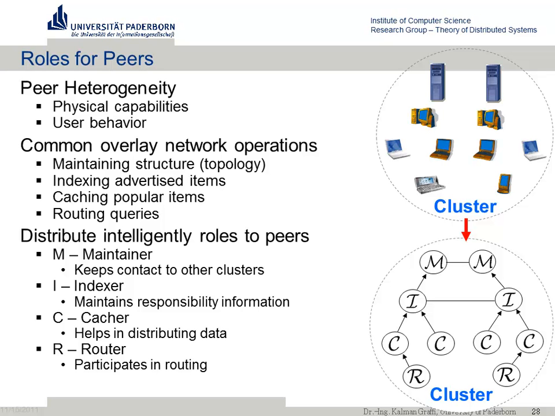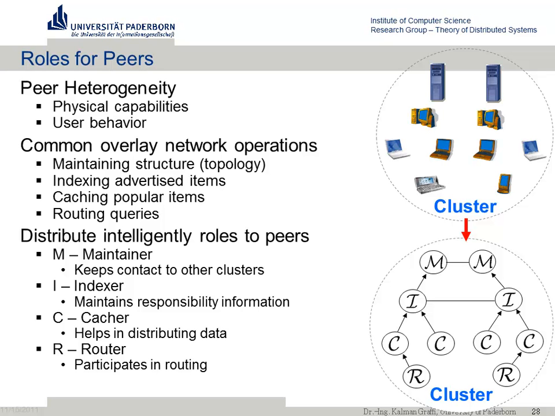Then there is caching of popular items. If you have very popular items and very frequent requests for them, then it's good to have some stronger peers which handle this overhead. So there's the cacher. And finally the routers, which participate in routing and communicating with the other clusters, so with the other De Bruijn nodes. So these are the four roles that they found very essential: maintainer, indexer, cacher, and router, with distinguished characteristics.